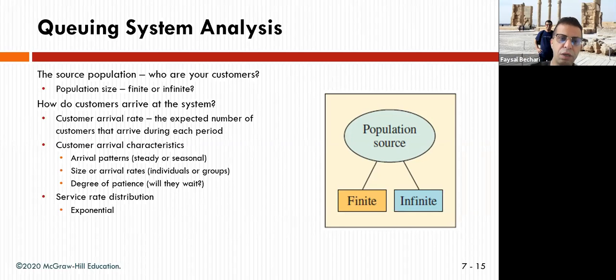But the whole thing is the customer population: who are your customers from all these people coming in? The population size could be finite or infinite, like we said. In a mall, it could be infinite, everybody is coming into the mall, and you don't know which one is going to come to you and wait in a lineup. So how the customers arrive at the system is very important. The customer arrival rate is the expected number of customers that arrive during each period.